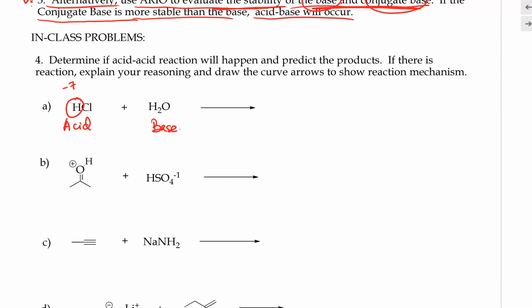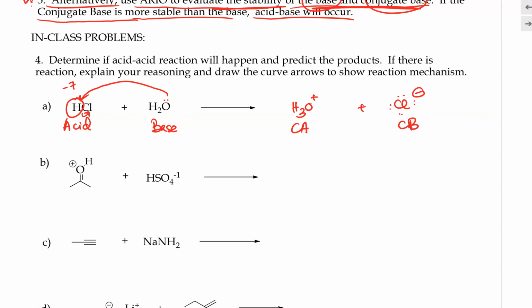So in the course of this acid and base reaction, the base will come in and grab the proton from the HCl, give the electrons to this chloride, and we will have H3O plus, and the rest of this will then be the chloride, negative. So that will be the product right here. And this is our conjugate acid, and this is our conjugate base.